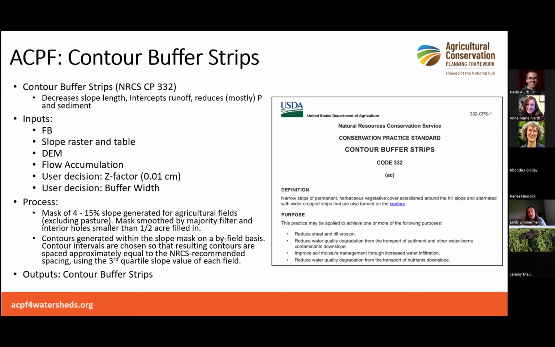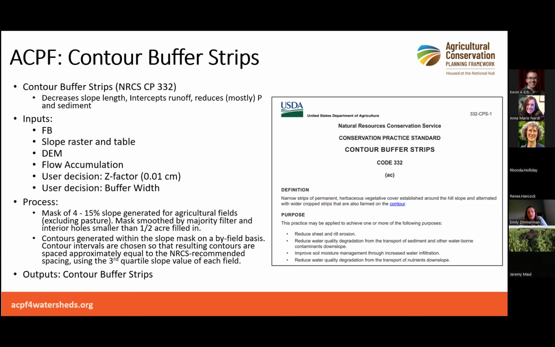Essentially, this is the framework that all of these practices are going to follow. So I chose contour buffer strips and nutrient removal wetlands just to demonstrate that in-field and below-field capacity. But really, again, the framework for how ACPF works through identifying these opportunities is going to be very similar for all of the practices that I showed.